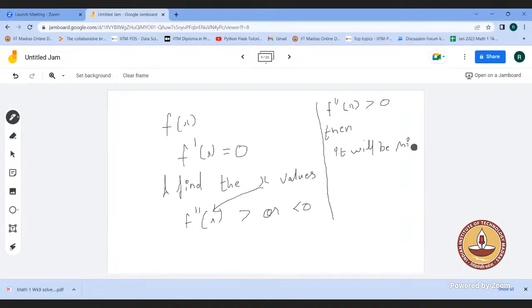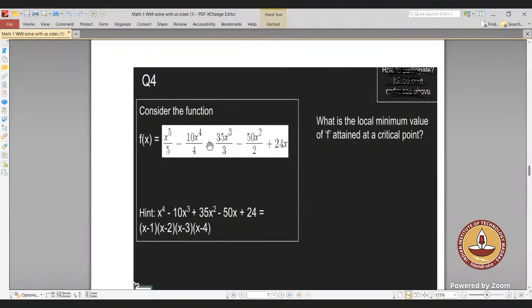And what will be the condition if f double dash of x is less than 0? Then it is the maximum value at that point. Yeah, it will be maximum, right? So with this approach, try to solve that question. Okay, I'll just share the screen now. So this question is clear to everyone, right? I request everyone to solve this question. I'll give you some time.